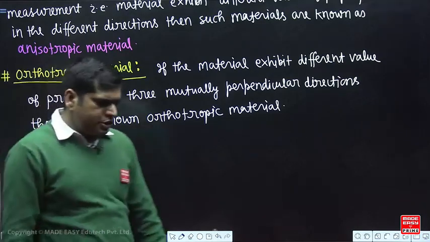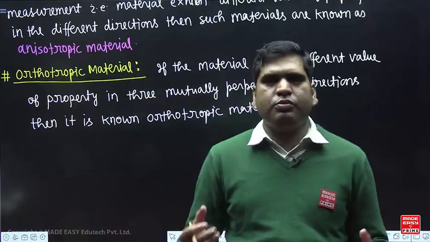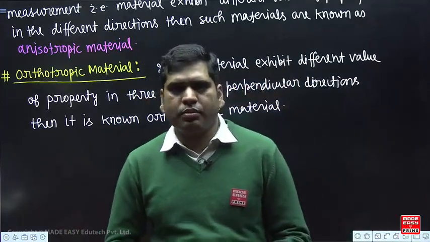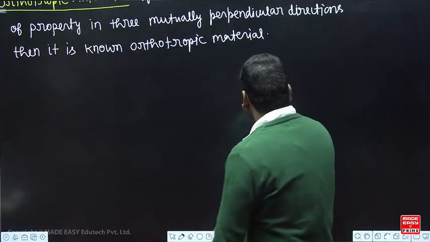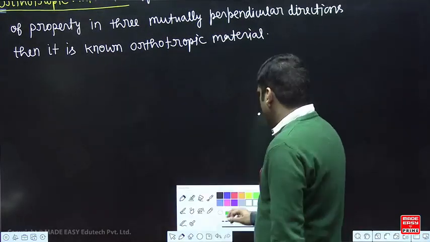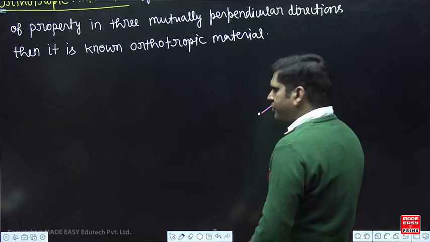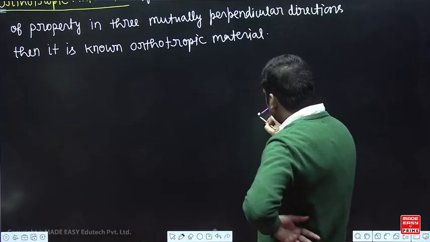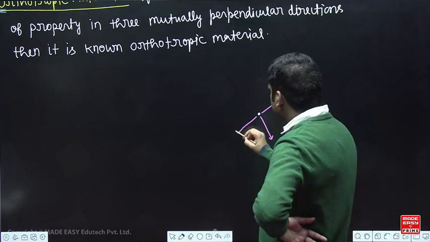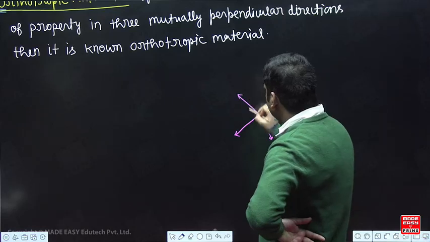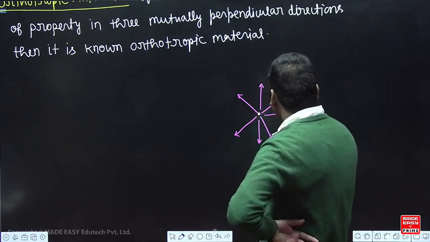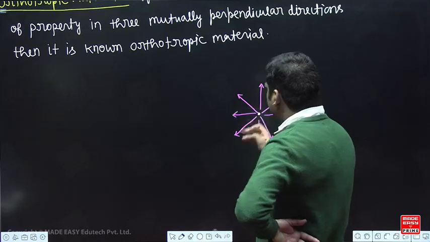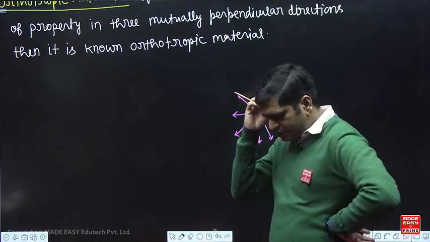Suppose you have any material which exhibits same value of property in all directions. Let us suppose you start measuring in different directions. This is a point, right? In this direction you measure the value of property, you get the same. In each direction you are getting the same value for the material property.